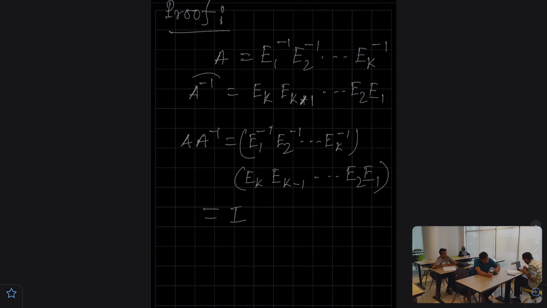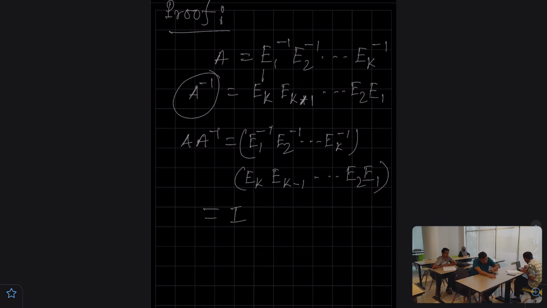But how did I get this A inverse? Using a previous theorem that a finite multiplication of invertible matrices is invertible. But we have to consider that A is the product of the invertible elementary matrices E1, E2, Ek, but A is just what? E1 inverse, E2 inverse, dot dot Ek inverse times the identity matrix, right?